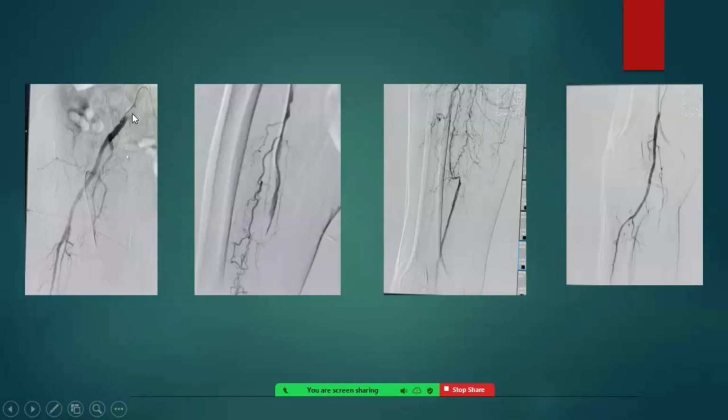This patient also has long segment occlusion of the SFA, extending from the proximal part of the SFA, with reformation in the distal part. This patient also has BTK disease.